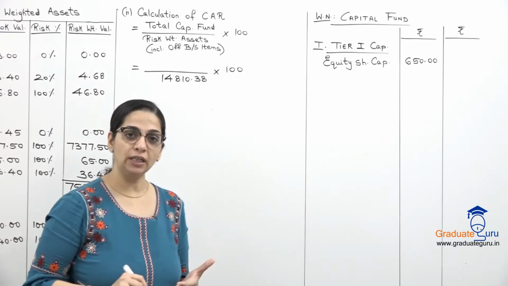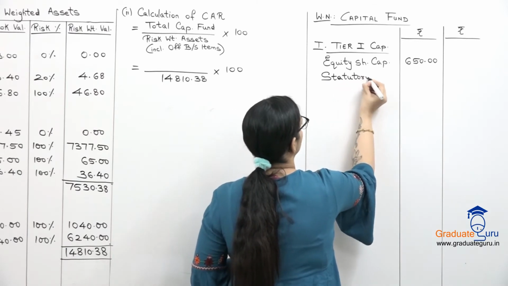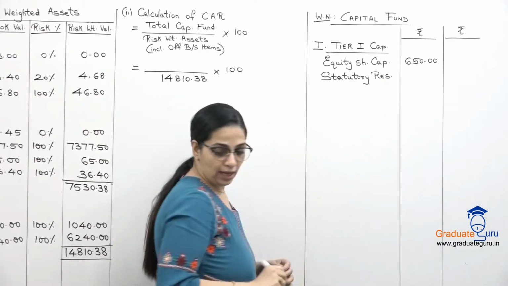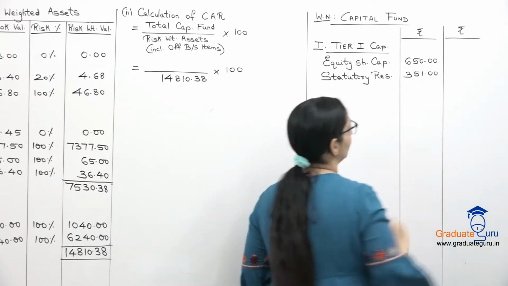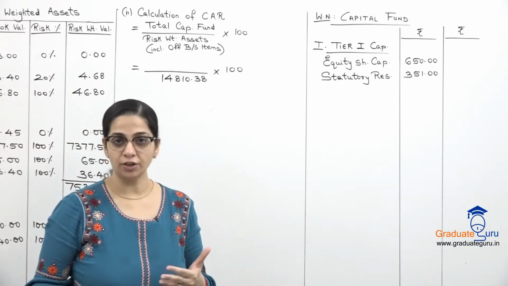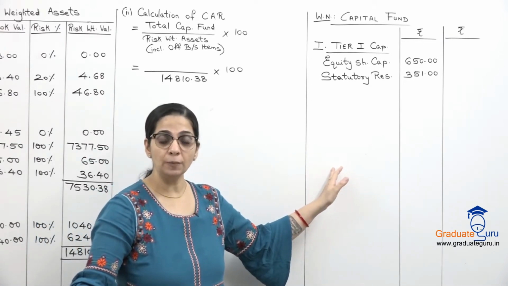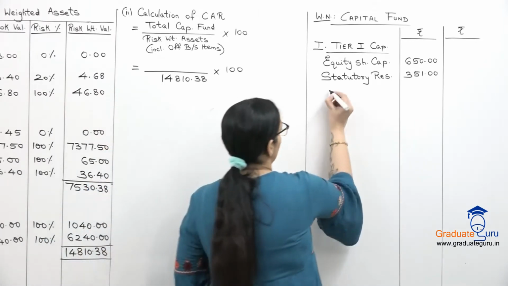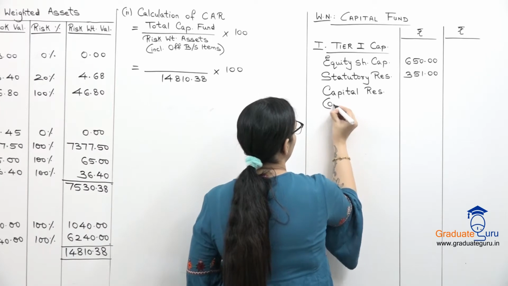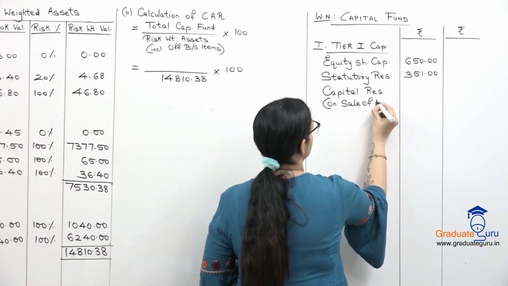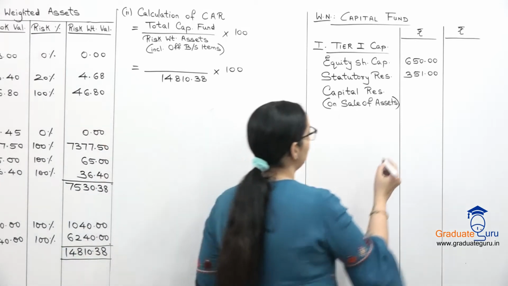After that, we also have statutory reserve. That is also a part of our tier 1. So let's write that also, statutory reserve. And statutory reserve is 351. And then we have 2 types of capital reserve. One is on revaluation, one is on sale of assets. So which capital reserve will go in tier 1? The one which is on sale of assets. So capital reserve, and in brackets specify on sale of assets. The amount of capital reserve on sale of assets is 80.60.